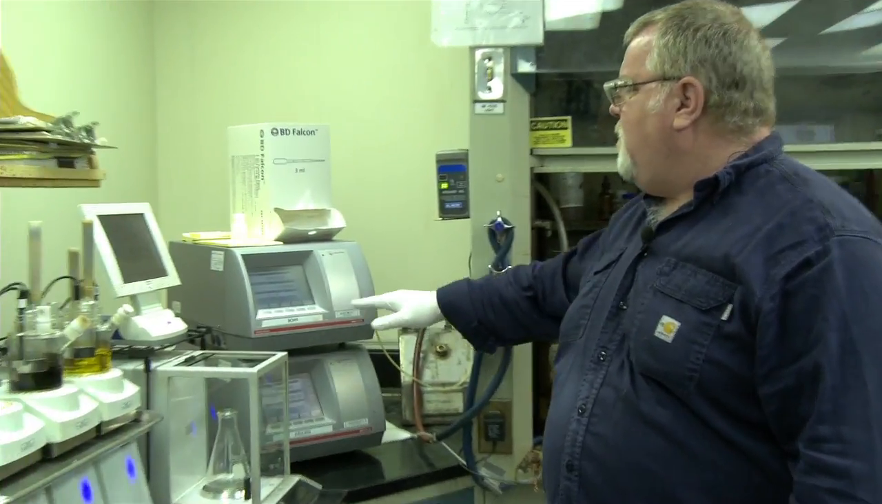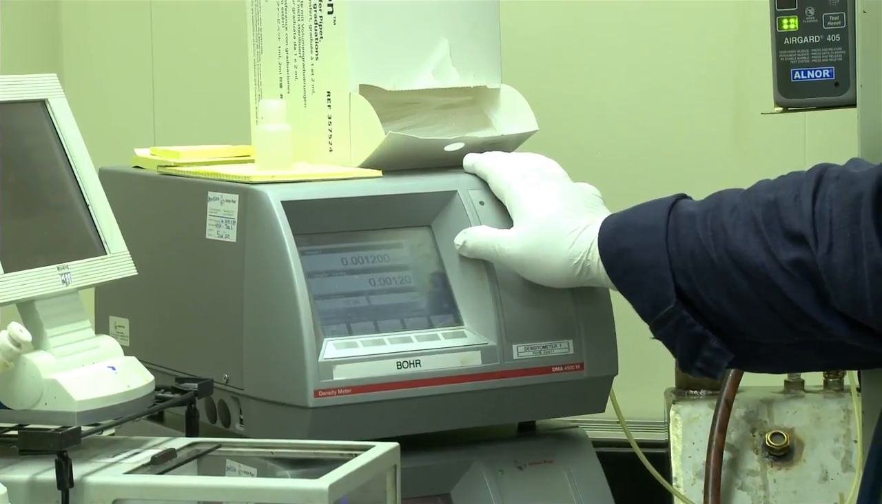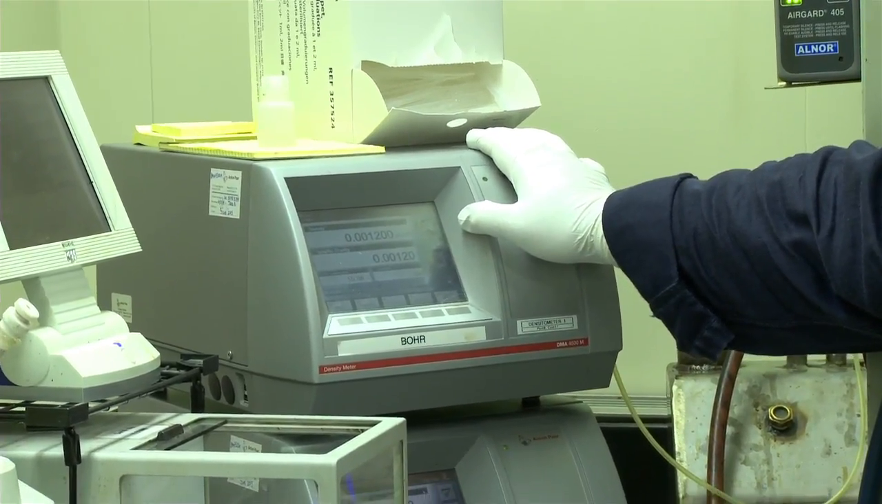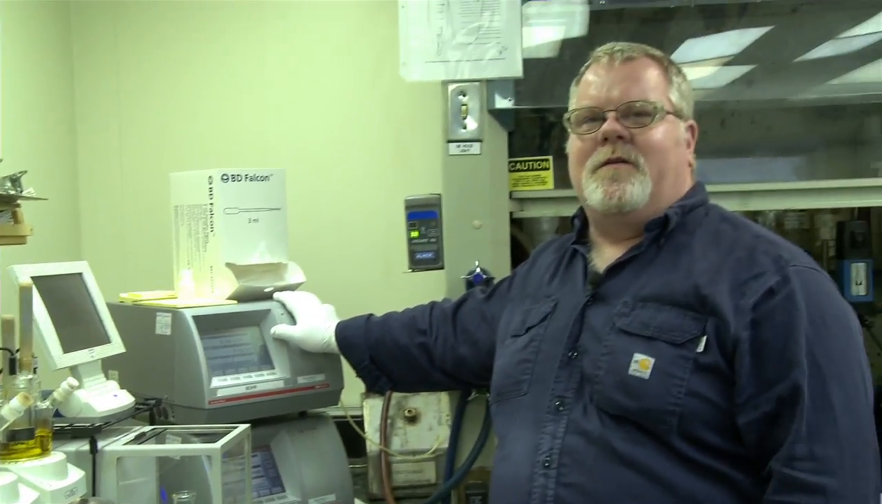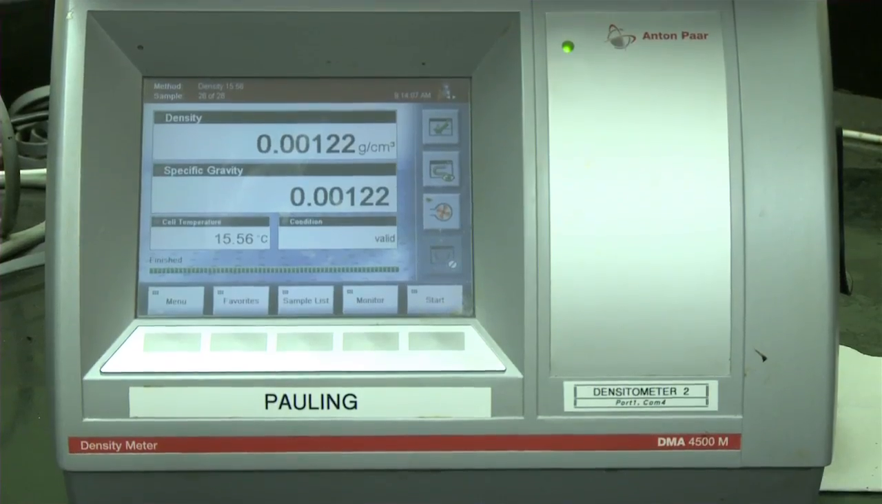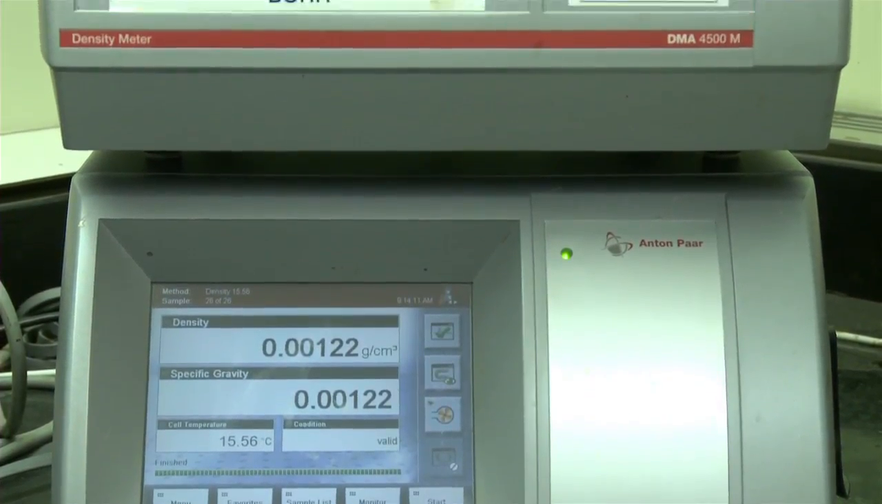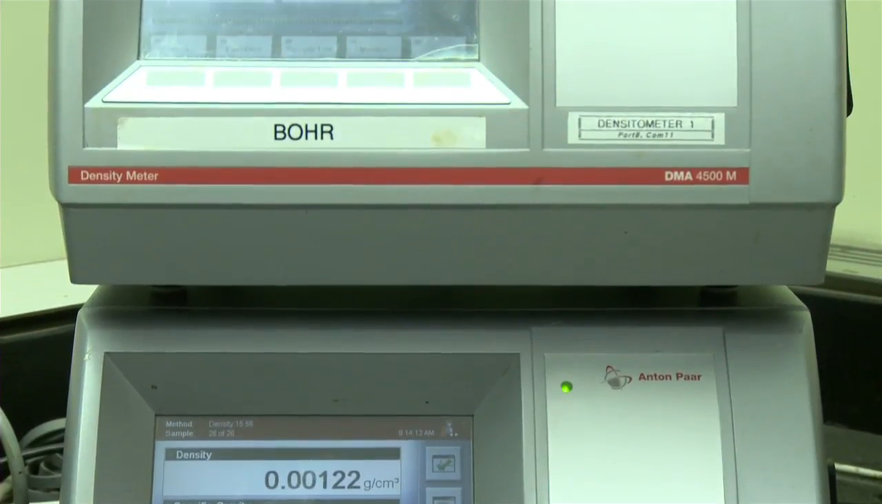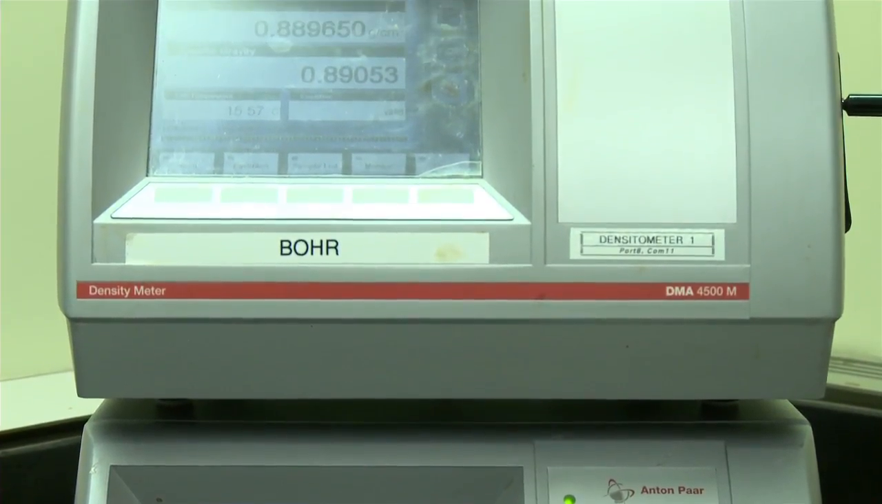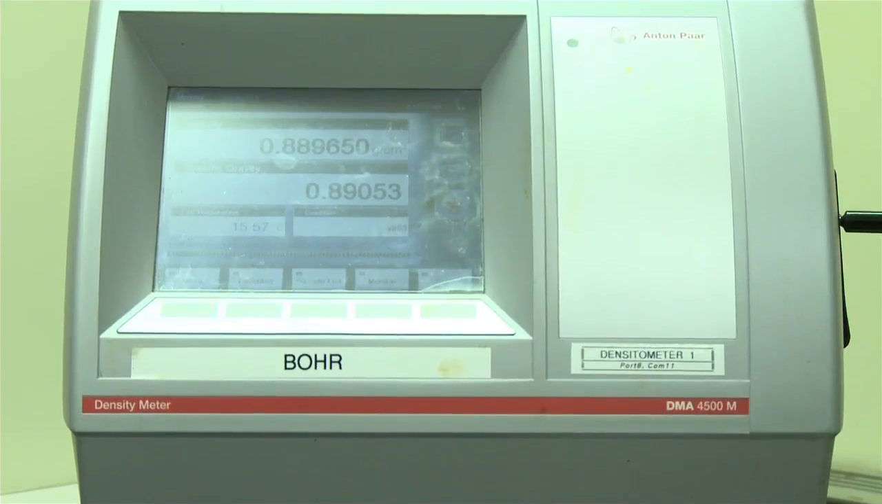The other thing that we do in relation to that is density with the densitometers here. It'll give us the specific gravity, the density for the produced water, as well as the crude and anything else that somebody needs a density or specific gravity on.